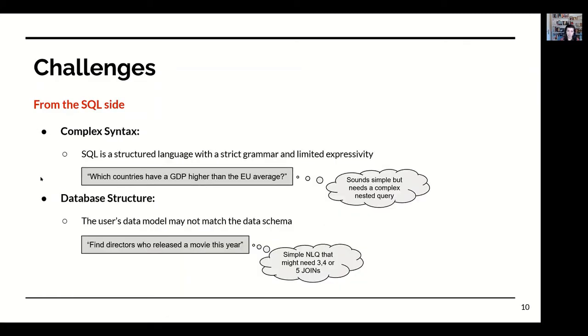From the SQL side, things are not much easier because SQL is a structured language with strict grammar and limited expressivity. So even if something is quite simple to explain in natural language, for example, which countries have a GDP higher than the EU average, that may require a very complex, convoluted SQL query with nesting and so forth. Then the database structure puts additional obstacles because the user's data model may not actually match how the data are stored, the data schema. For example, when we say find directors who released a movie this year, that could actually imply that we need to join many different tables in our database in order to connect directors and movies.